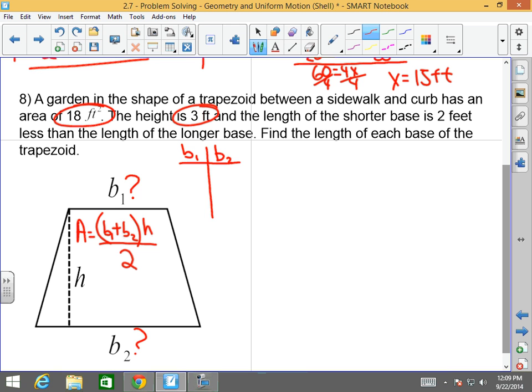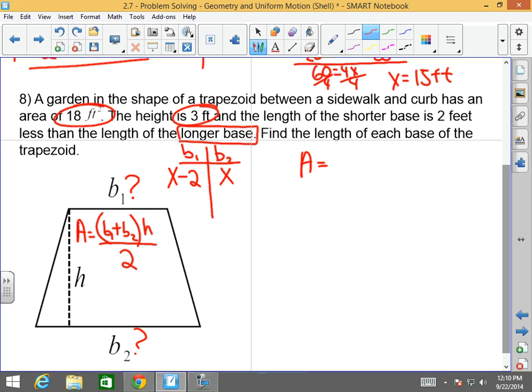They tell you very clearly that the length of the shorter base is 2 feet less than the length of the longer base. So what do we know nothing about? We know nothing about the longer base. So we call the longer base x. And the shorter base is 2 feet less than the length of the longer base. So less than, you switch. That'd be x minus 2. Now just plug in and solve, my brothers.